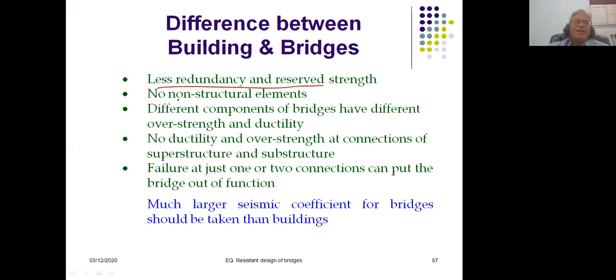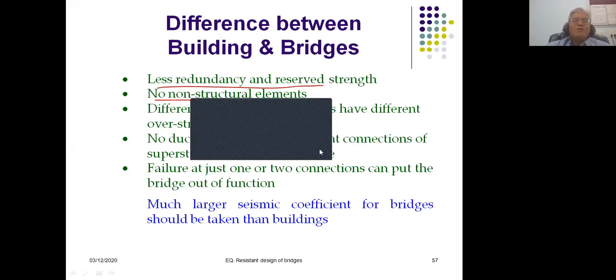In buildings, there are many non-structural elements which also help us in resisting the earthquake forces or liberating the earthquake energy. You can see the brick wall. After the earthquake, the majority of the brick walls get cross failures, right? The diagonal failures are found. And this is the way the energy is also released.